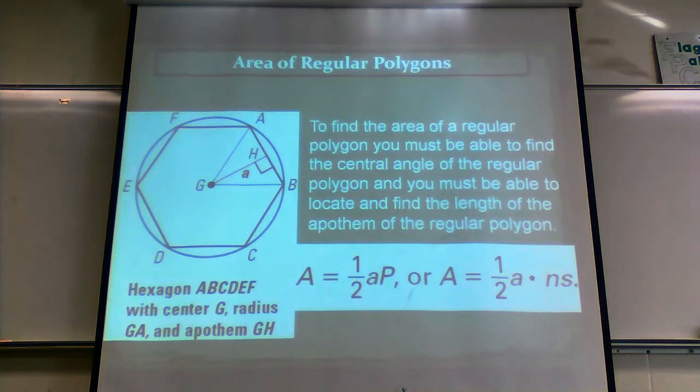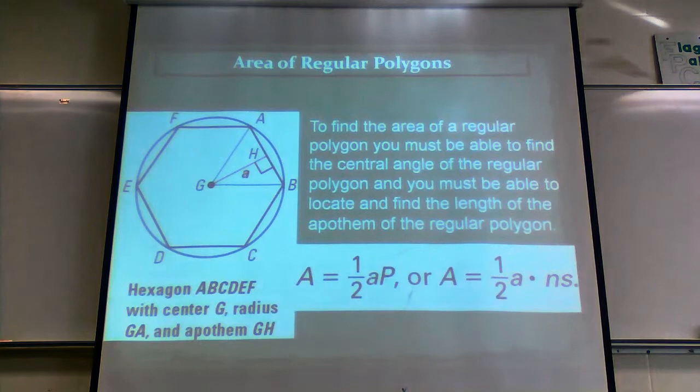Everything we're doing today is going to be focusing on the 1/2 AP formula. So that means we're going to have to do some work to find perimeter if they don't give us a side length. Even if they do, we still have to do the n times s thing. Or we're going to have to do some work to find the apothem. Okay, so today they're not going to flat out tell you here's the apothem, here's the side length. You're going to have to find it.